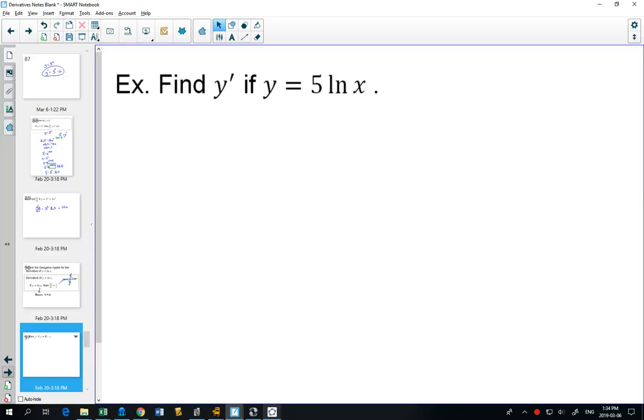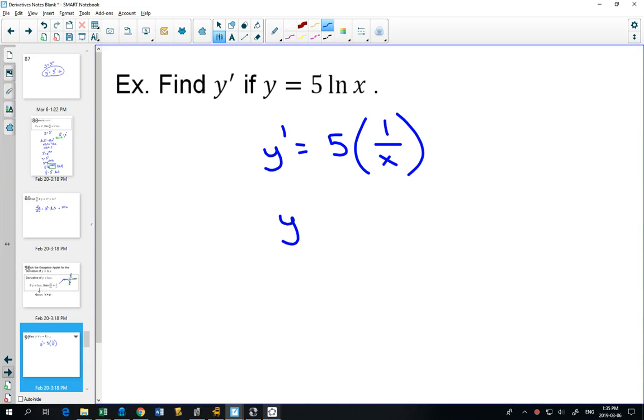Now this one, unlike e to the x which looks the same, is confusing because it looks so different than what you started with. So if we had y equals 5 natural log of x, the 5 itself stays there. The derivative of natural log is 1 over x. So we could say that our final answer for this one would just be 5 over x.